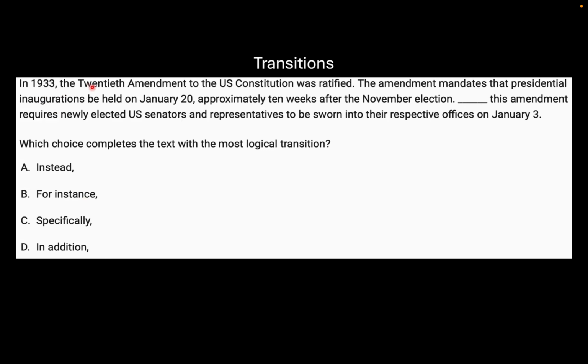In 1933, the 20th Amendment to the U.S. Constitution was ratified.